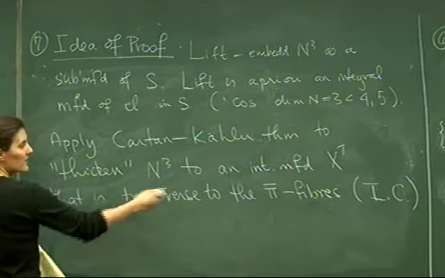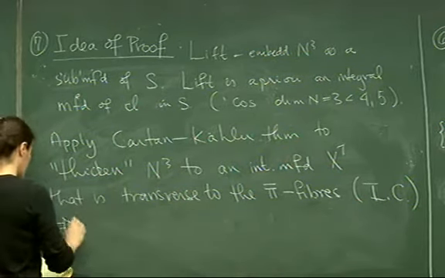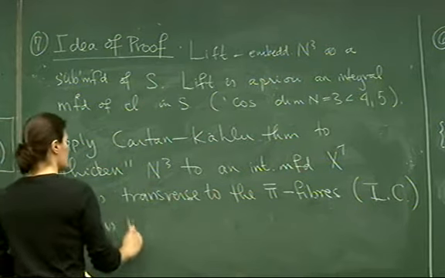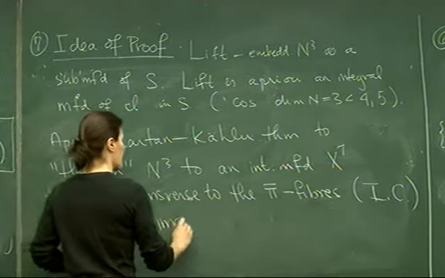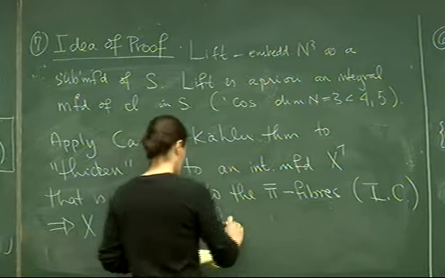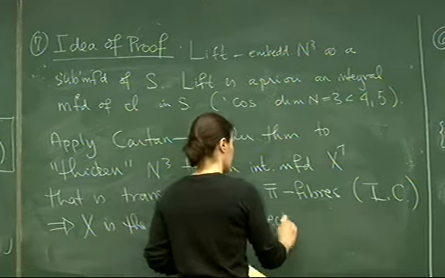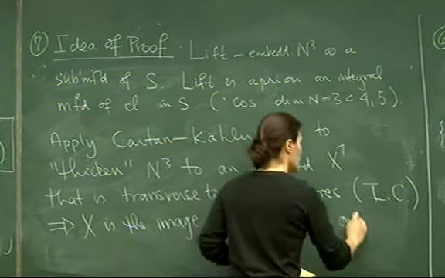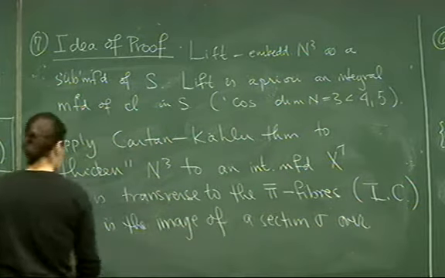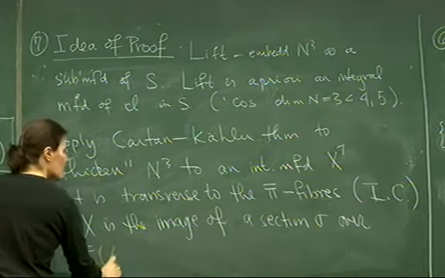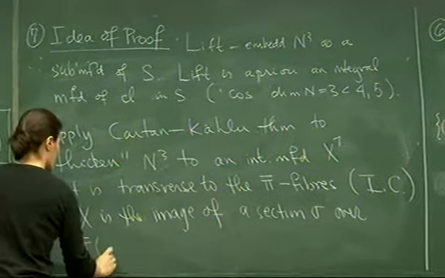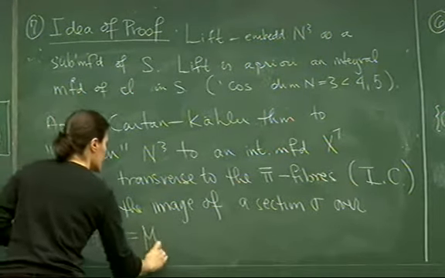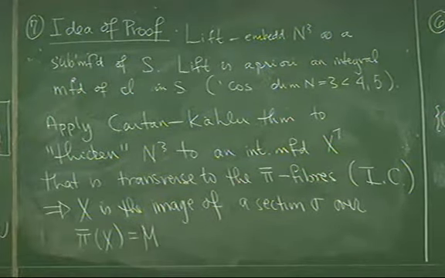Okay. Now, this transversality implies that X is the image of a section sigma over pi bar of X over M, and that M will contain N in the construction, and it will be a torsion-free G2 manifold.